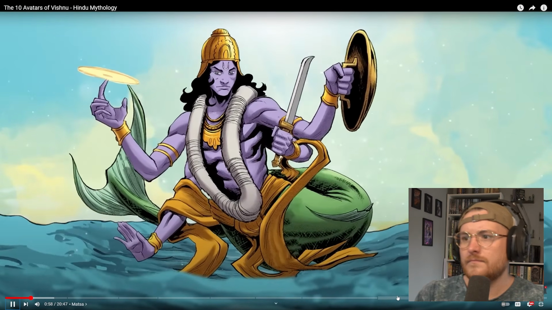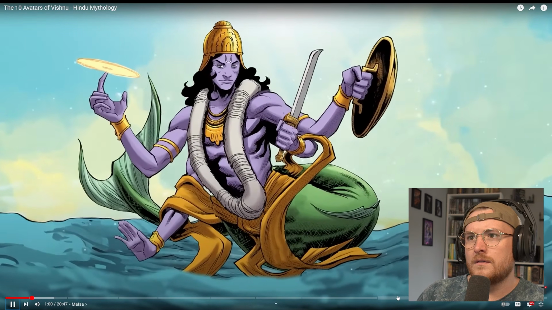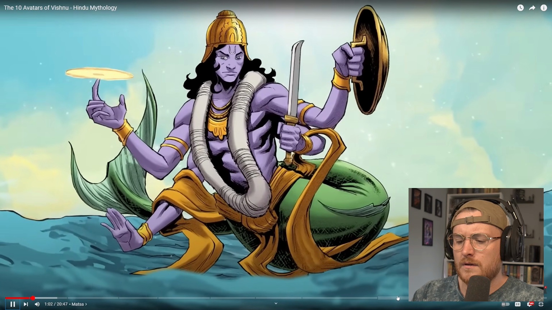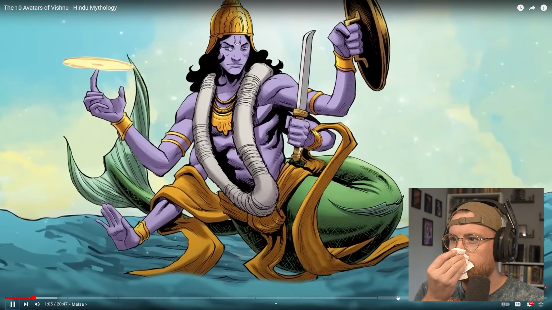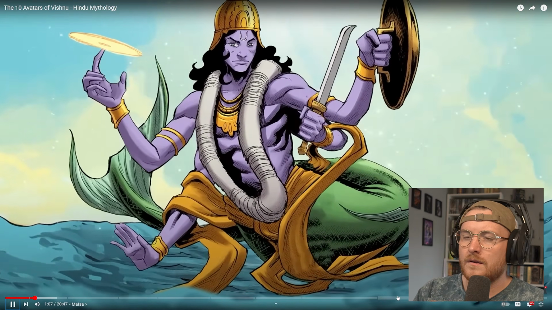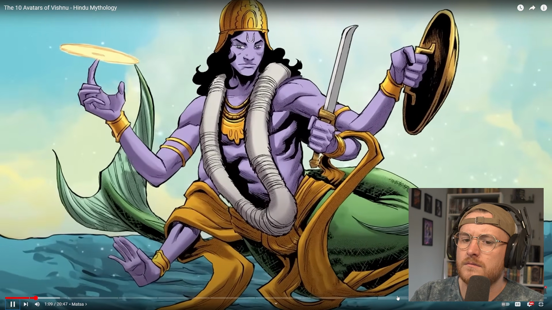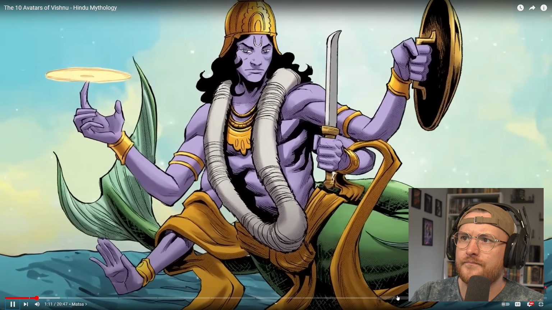Matsya was the first of the 10 Hindu incarnations of Vishnu. He took the form of a fish to save the world from a huge flood that threatened to destroy all life. Matsya is usually portrayed as a figure with the upper torso of a man and the lower torso of a fish.